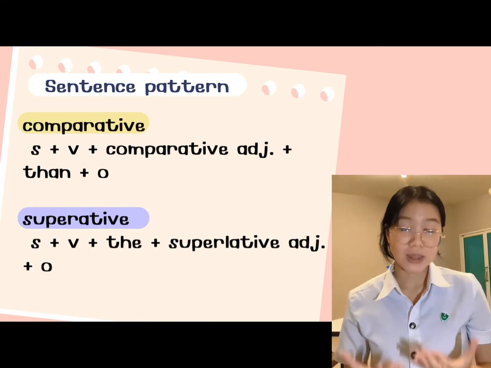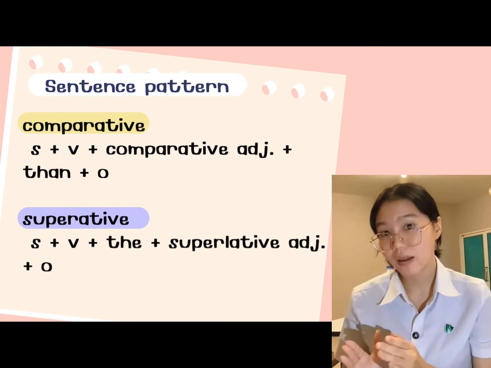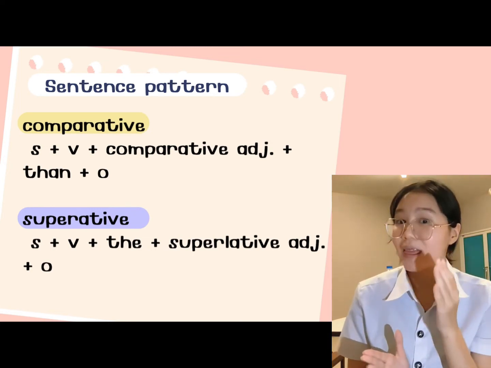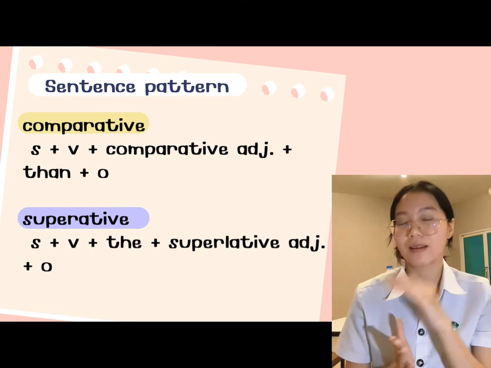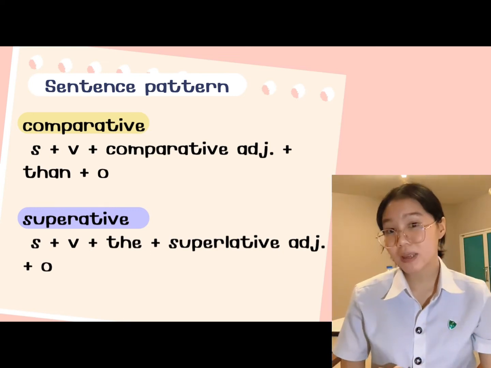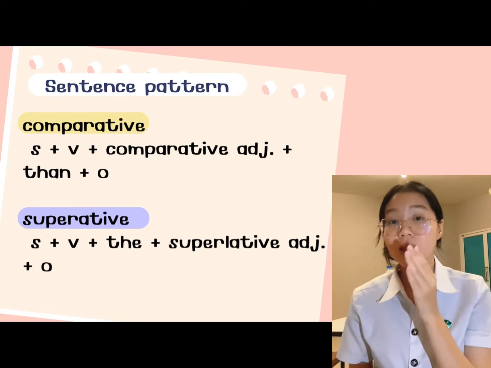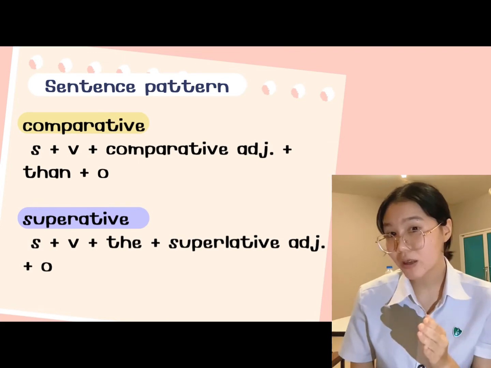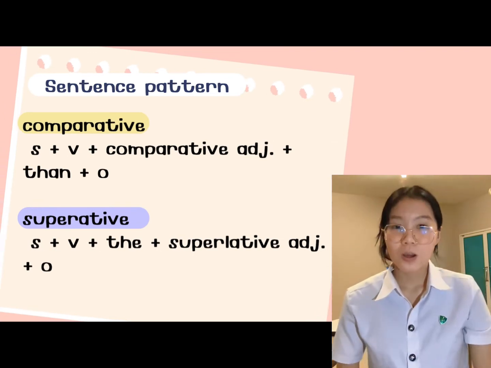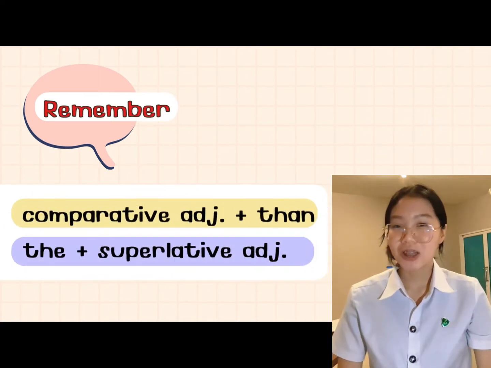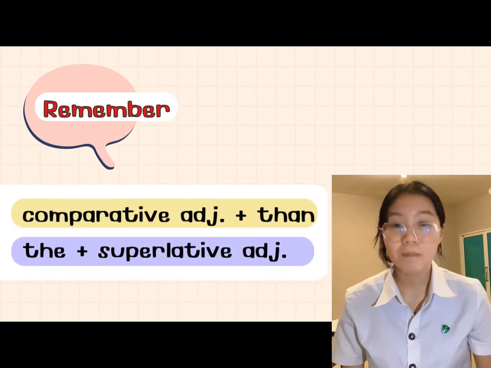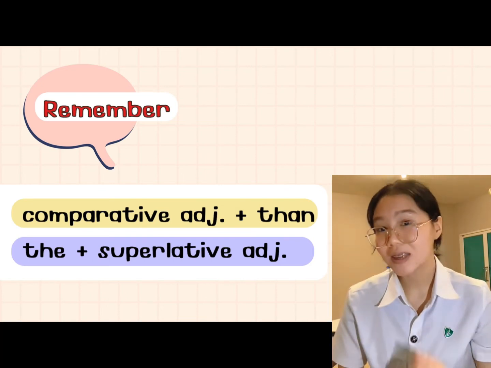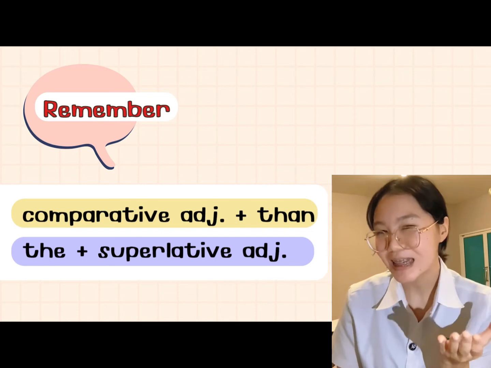For comparative adjectives, it's subject plus verb plus comparative adjective plus than plus object. And for superlative adjectives, it's subject plus verb plus the plus superlative adjective plus object. Remember, we usually use comparative adjective plus than and the plus superlative adjective.